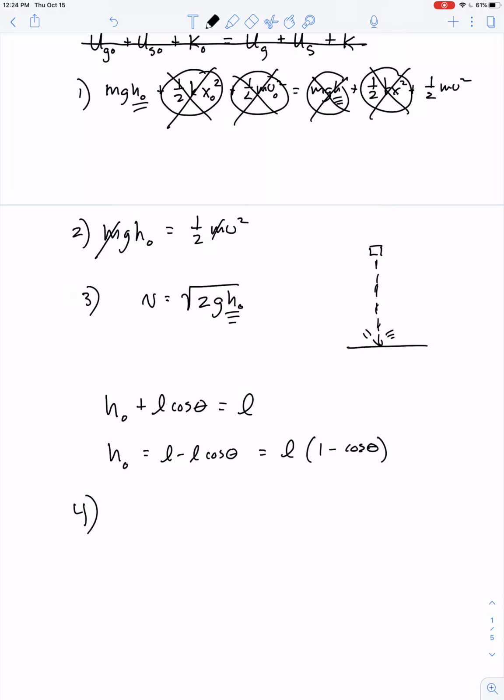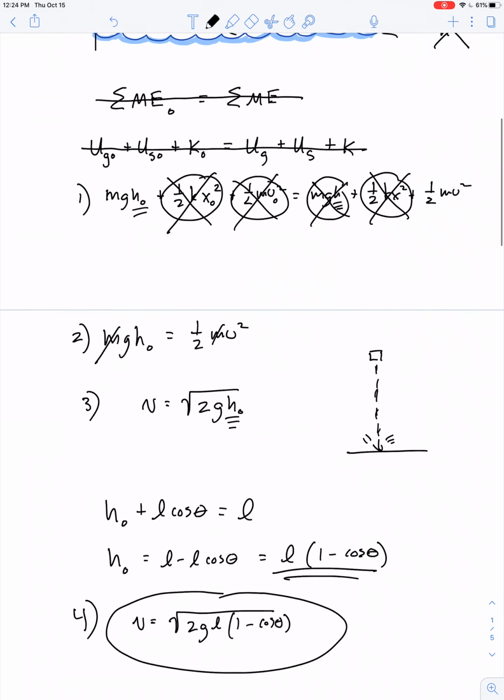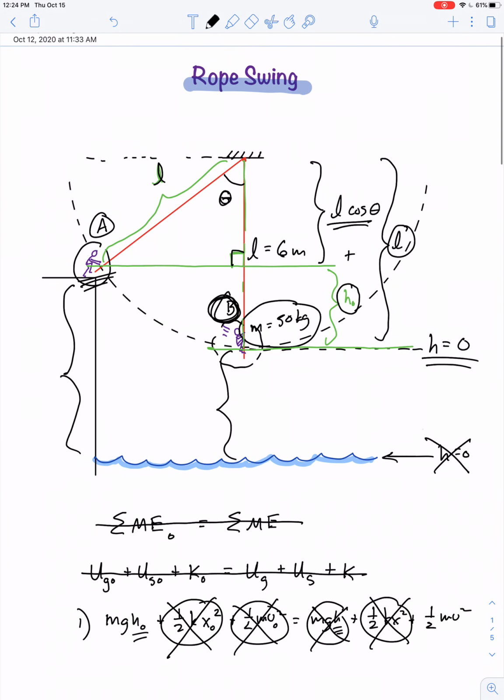And in step 4, we're going to make this substitution and say V equals the square root of 2GL times the quantity 1 minus cosine theta. And there we have it. We can figure out the speed. Now let's give some values here and say, in this case, what if theta was equal to, how about 30 degrees?